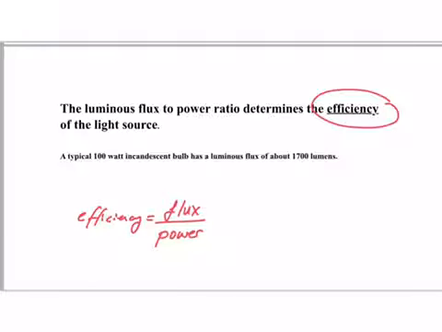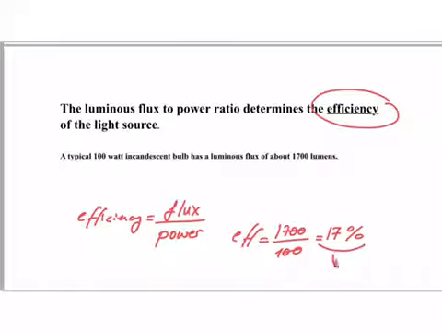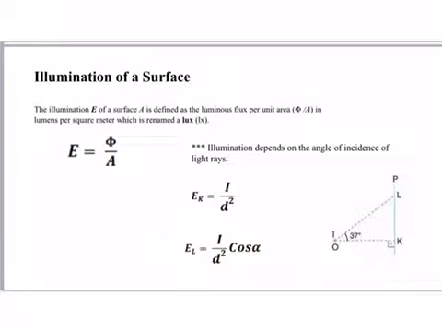For example, a typical 100-watt incandescent bulb has a luminous flux of about 1,700 lumens. So its efficiency is equal to 1,700 over 100, which is equal to 17%. That means that 17% of the electric energy is converted into light energy.